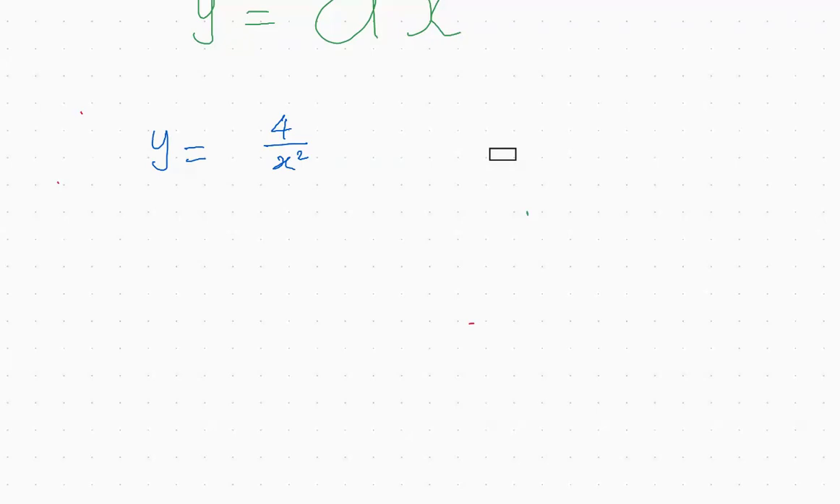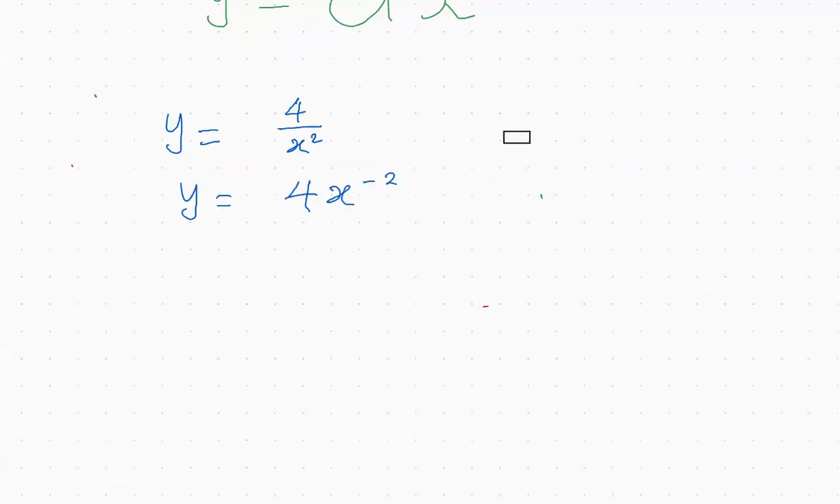So that gives you y equals 4x to the power of minus 2. Because when you see that this one is like 4 times 1 over x squared, so it's the same as 4 times x to the power of minus 2. Can you see? So that gives you, just differentiate that.